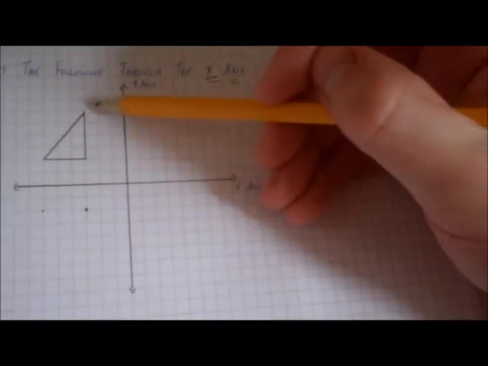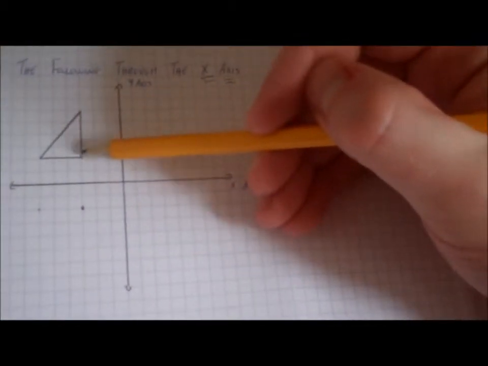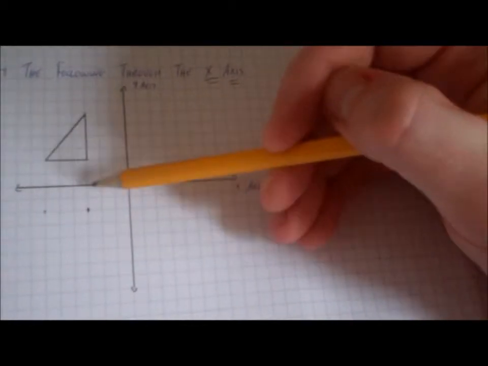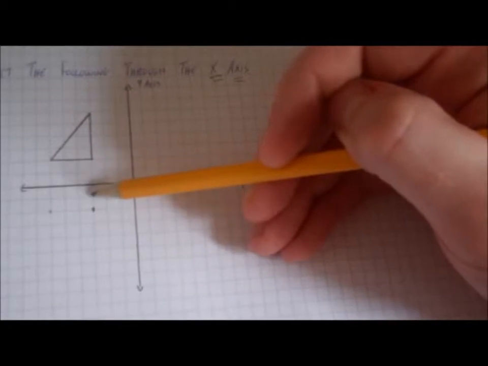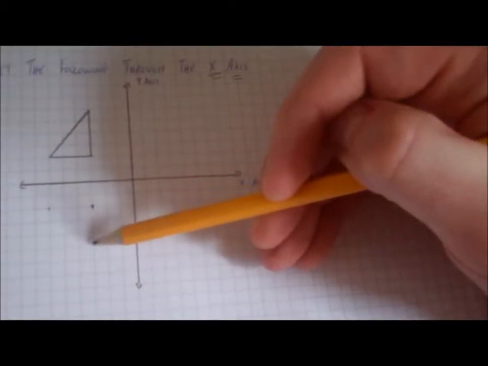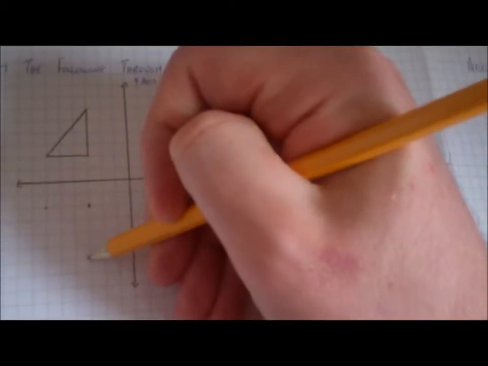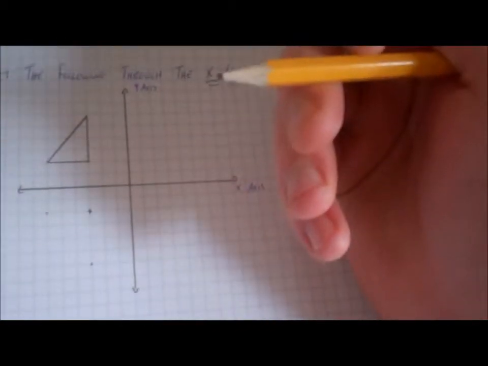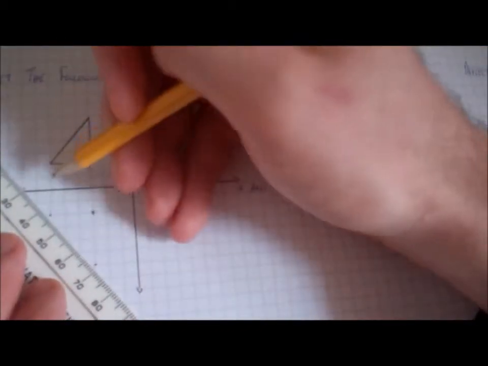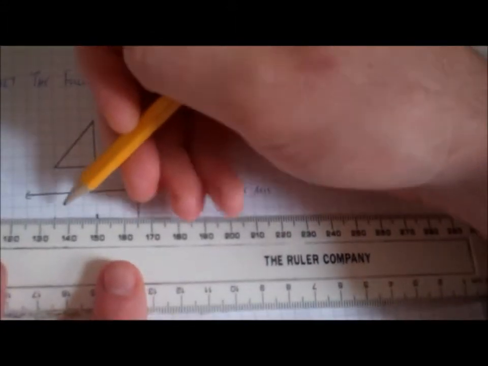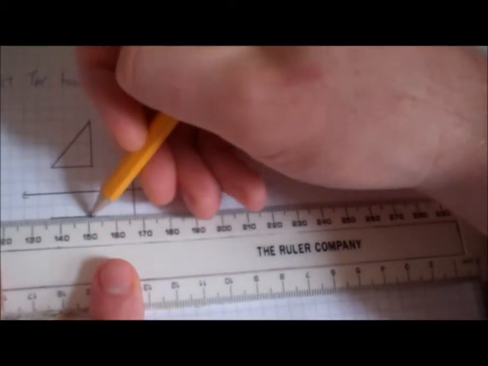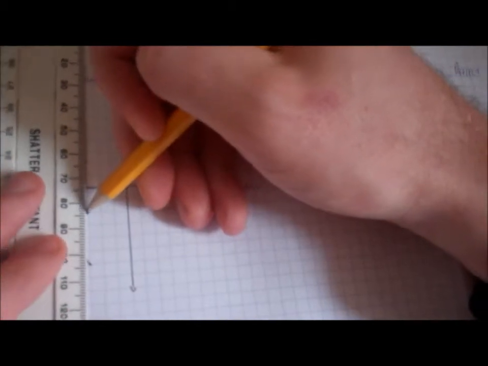Now the top point there is 1, 2, 3, 4, 5, 6 boxes away from the reflection line, which is the x-axis, so I count again, 1, 2, 3, 4, 5, 6. I now have my 3 points, so I can simply join them together to form my reflected shape.